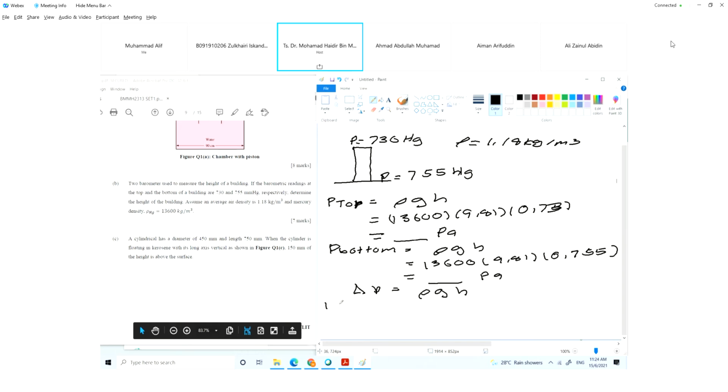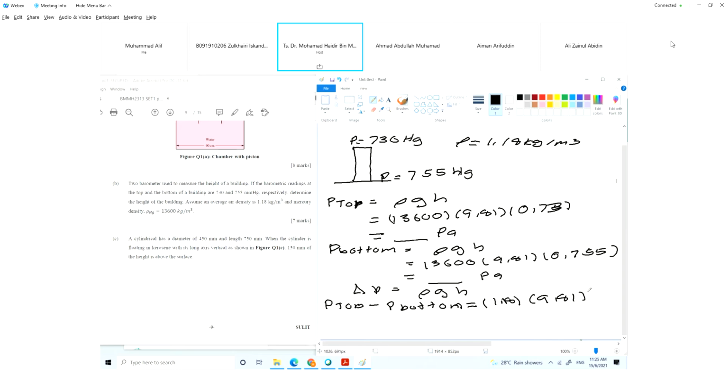So P top minus P bottom is equal to the density of air 1.18, g is 9.81, and h is the height of the building. Using this equation, since you already got the P top and P bottom, you can determine the height of the building in meter. You can make sure that if you use the equation rho g h, the unit is Pascal. Settled for the second question.